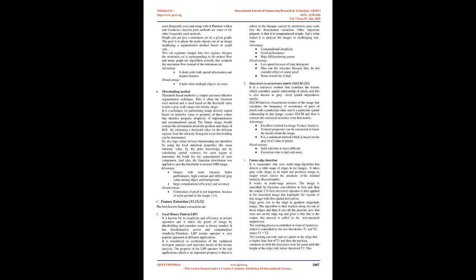6. Thresholding method. Threshold-based method is a simple and most effective segmentation technique. This is the most used method and is based on the threshold value to turn a grayscale image into a binary image. It is a technique for partitioning an image directly into regions based on intensity value or property of these values, like intuitive property, simplicity of implementation and computational speed. The binary image should contain the information about the position and shape of the ROI.